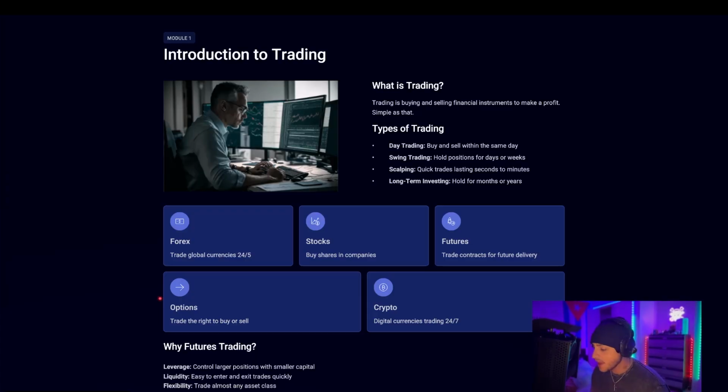Liquidity works amazing, and flexibility. You can trade almost any asset class. With futures, you can trade Forex, you can trade stocks, and you can trade crypto. So it's not limited to only Forex pairs or only crypto.